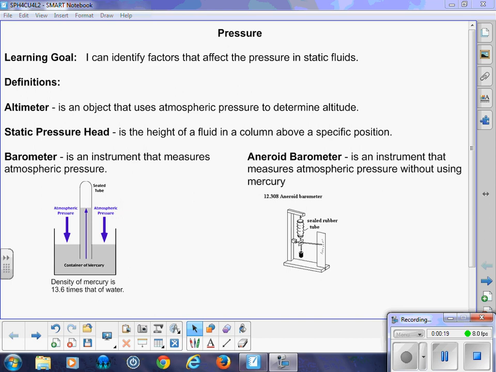The altimeter, what is it? It's an object that uses atmospheric pressure to determine altitude, so it will measure your altitude. Static pressure head is the height of fluid in a column above a specific position. And I'm going to talk about those in their actual application here down below.